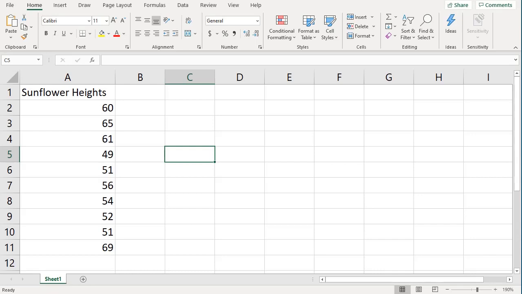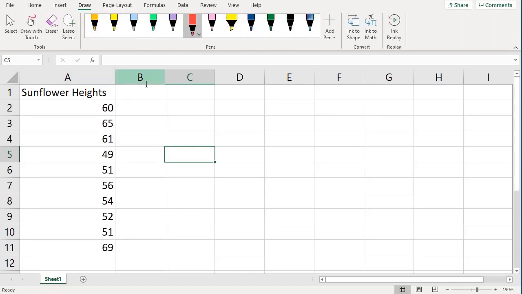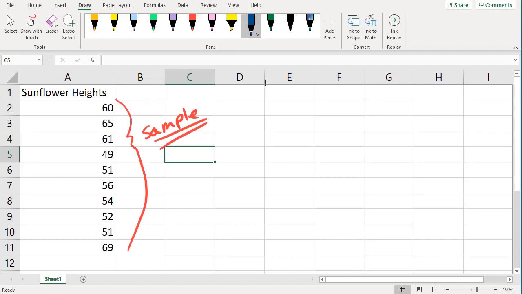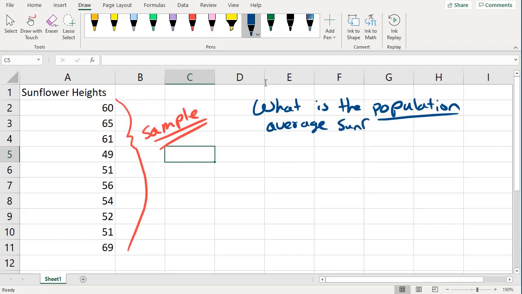All right, in this video, we're going to discuss how to calculate a confidence interval for the population mean sunflower height. Okay, so these are fully grown sunflowers, and I've measured their heights, and this is a sample, right? So very important to understand that this data is a sample. And what I want to know is what is the population average sunflower height.